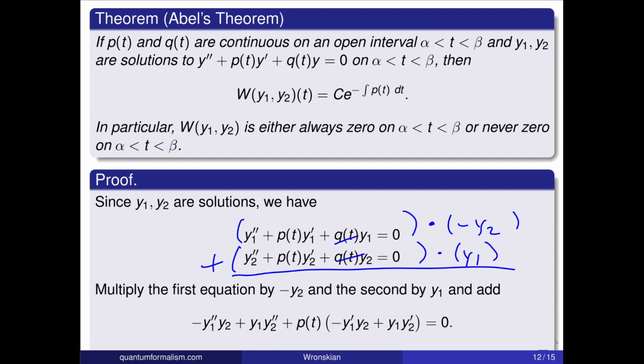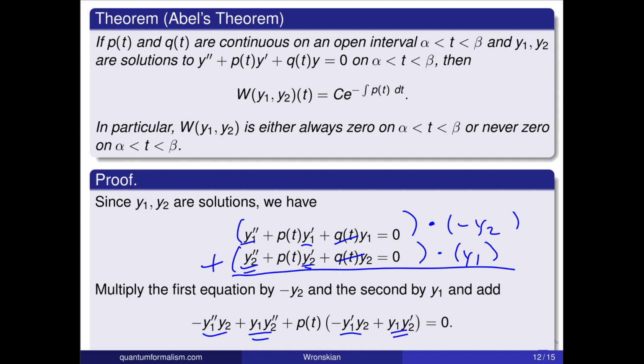Then you'll get minus y1 prime, y1 double prime times y2. That's this first term here. You'll get positive y1, y2 double prime. That's the second term there. And then you'll have two terms that will both have a factor of p of t. Those are coming from the middle terms in the previous equations. So you have minus y1 prime times y2 from here. And then you'll have positive y1, y2 double prime from here.